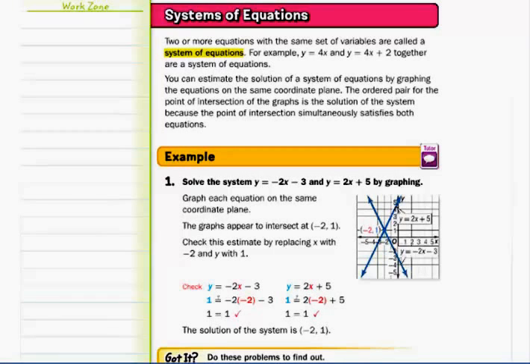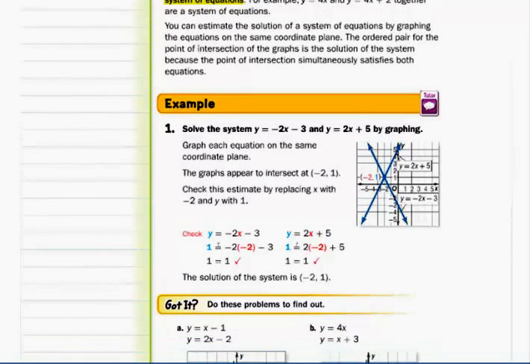So, let's look at the first example right here. It says solve the system y equals negative 2x minus 3 and y equals 2x plus 5. So what did they do there? They graphed both of them using the slope-intercept form.